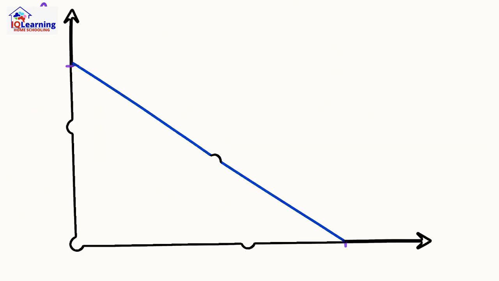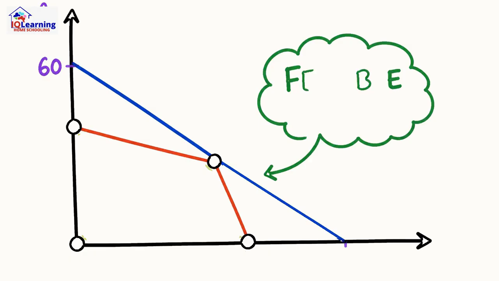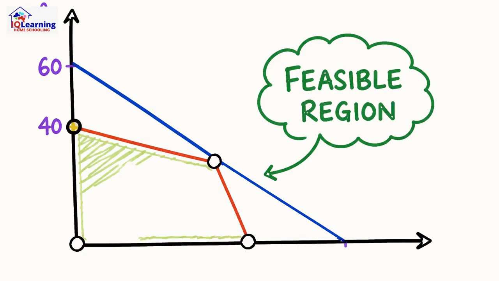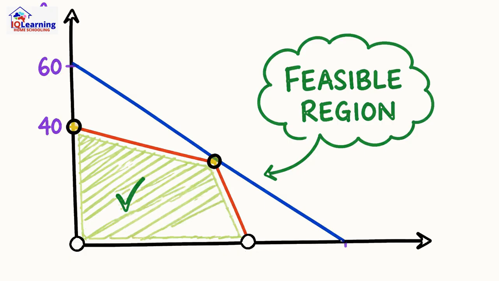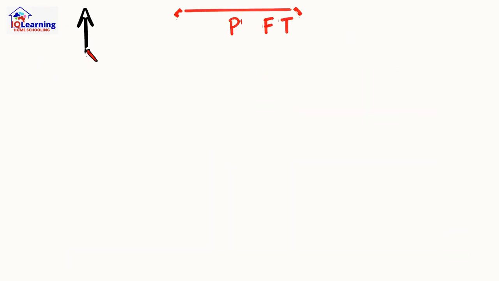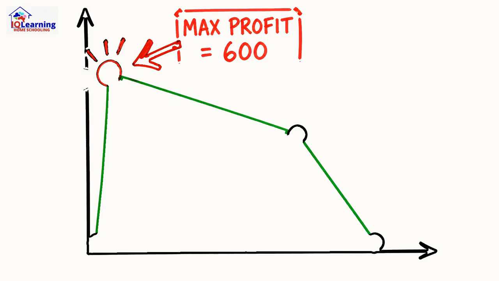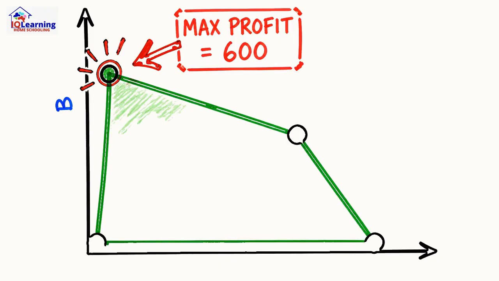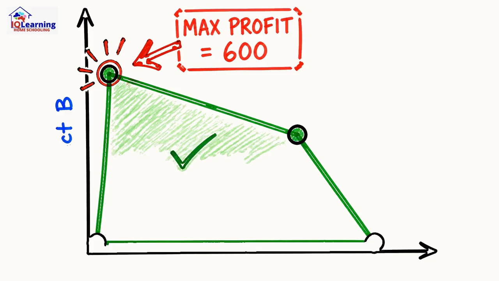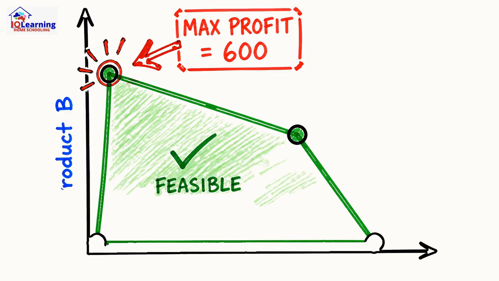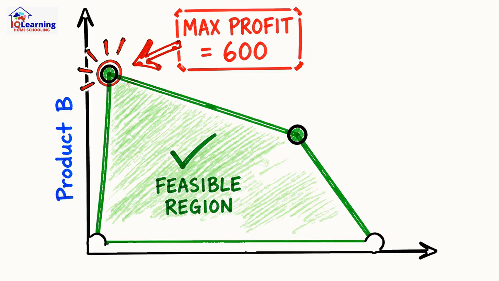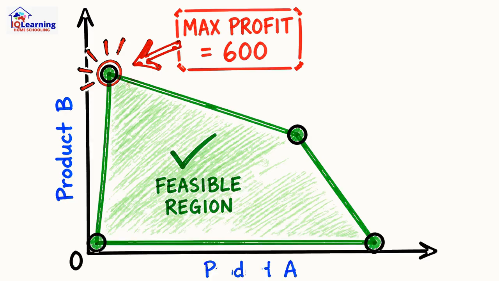For our factory, this setup is a linear programming problem. We can plot our constraints on a graph, creating a feasible region of all possible production plans. The magic of linear programming is that the best solution, the maximum profit, will always be at one of the corner points of this region. In this case, the math shows that making only product B nets the highest profit, $600.